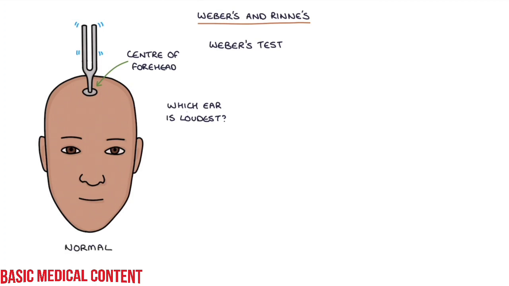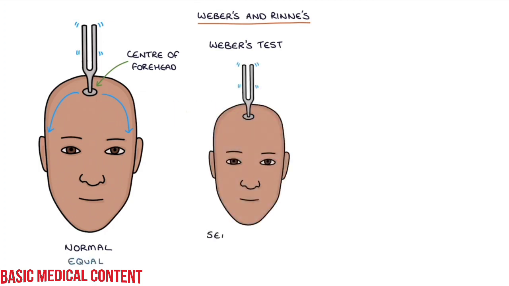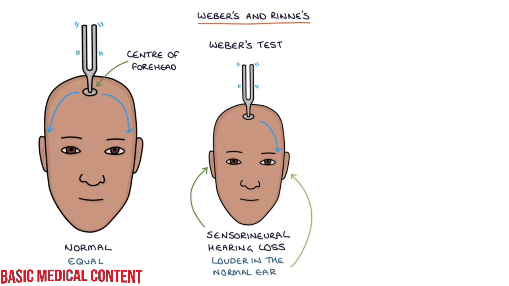A normal result on Weber's test is when the patient hears the sound equally in both ears. In sensory neural hearing loss, the sound will be louder in the normal ear and quieter in the affected ear. The normal ear is better at sensing the sound, which is why it's louder in that ear.